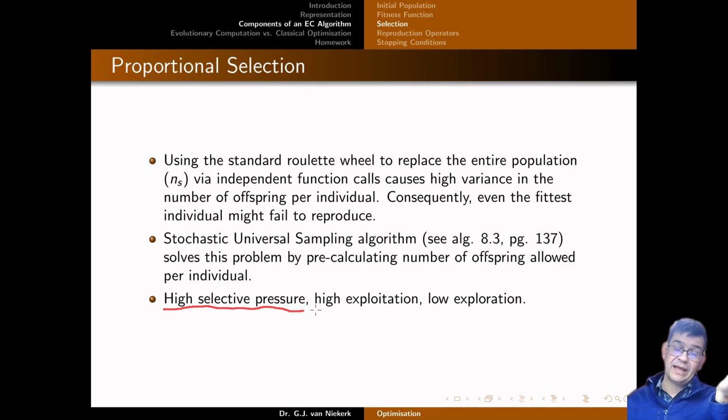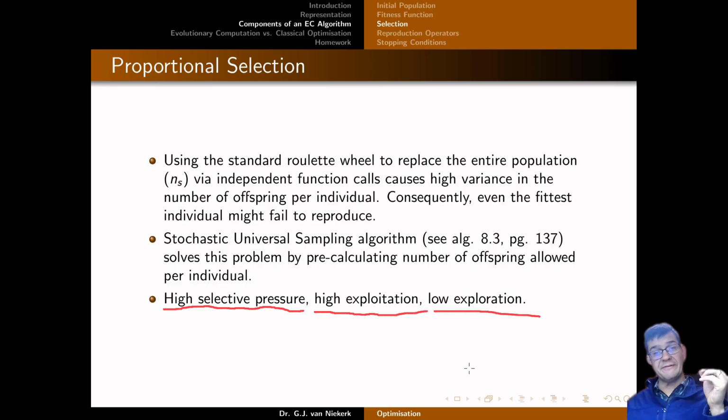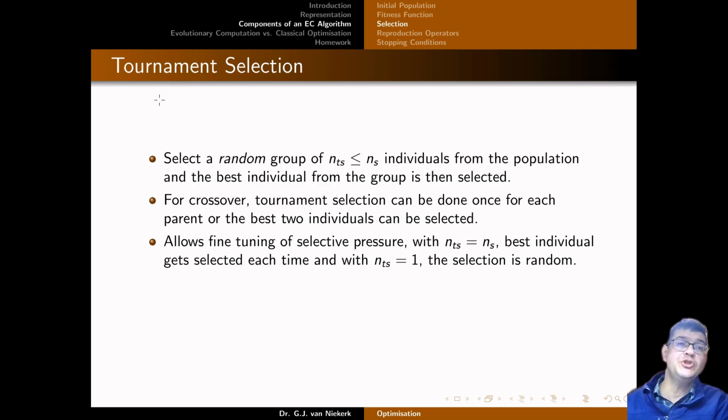And of course, that implies that you have high exploitation. You're going to optimize those little areas to find the best possible offspring, and you've got low exploration. You're not going to explore much because the fittest individual is going to get a chance to pass on its genes. Now, the next selection scheme is that of tournament selection, and this is by far my favorite, and you'll see why in a moment.